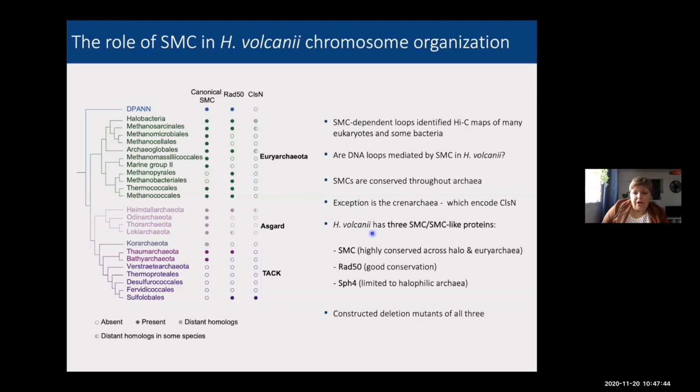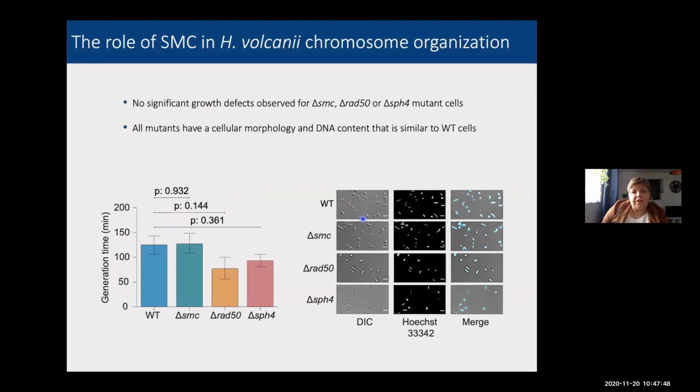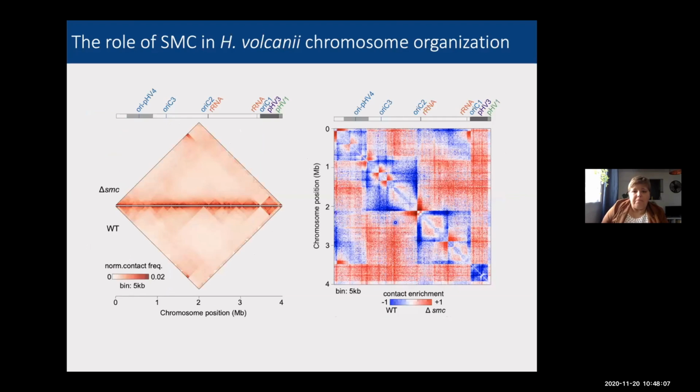And so we constructed deletion mutants for all three. And to our surprise, we observed no significant growth defects in any of the mutants. So here are the generation times, and within error, they're approximately the same. And also, when we did microscopy, the cells have a normal morphology and also a normal DNA content. So there's no anucleated cells or anything. They seem completely happy.